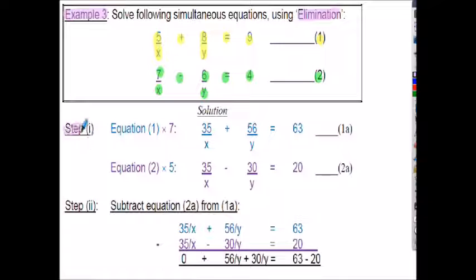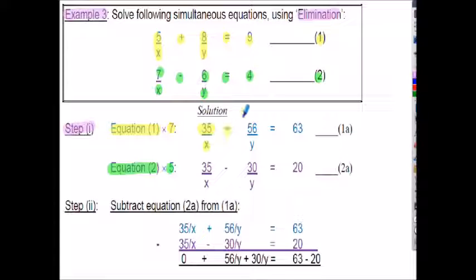So step 1 in this particular case is straight to factoring up the coefficients. And I've decided to multiply equation 1 by 7 and equation 2 by 5. This way I'll make the coefficients of the x terms both 35 here, and I'll be able to eliminate x from the equations. So again, be careful, we're multiplying throughout by 7, so equation 1 now multiplied by 7, that will be 5 times 7 is 35 upon x.